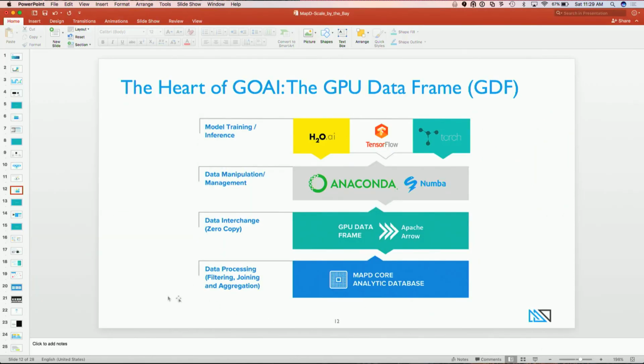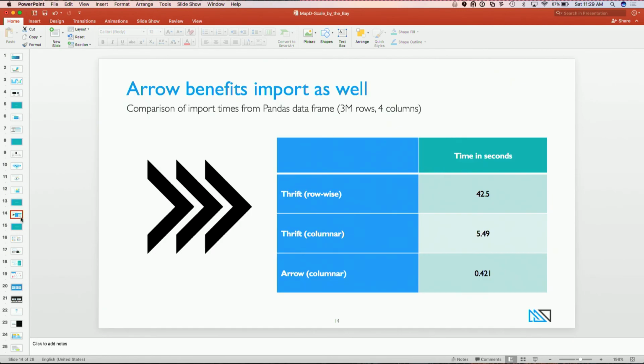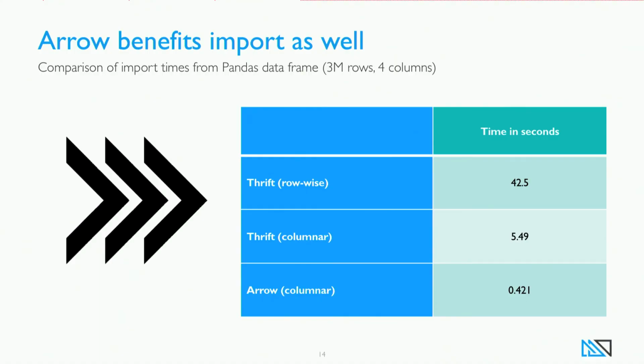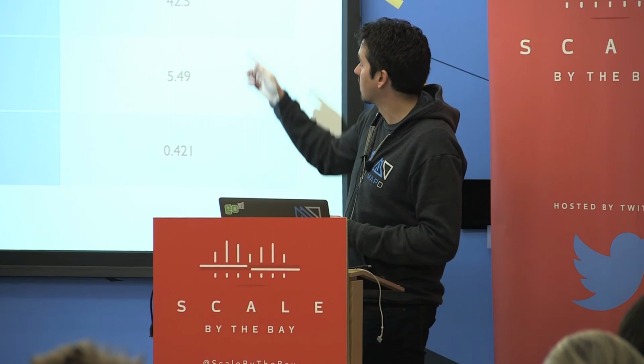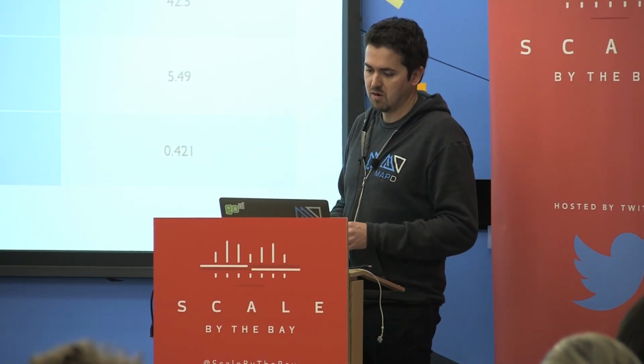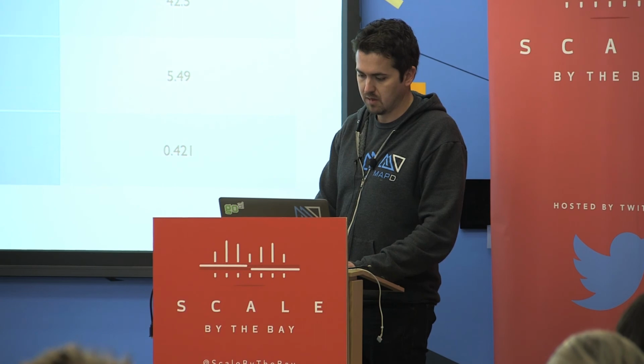I want to make sure I have time for questions. Just a quick thing is that Arrow, or the GDF, is not good just for outputting data. We actually put it in our import path as well. When you push data into MapD, say you have a pandas data frame in Python, going over Thrift, which is our default I/O mechanism, row-wise takes 42 seconds. We went to columnar, 5 seconds. By using Arrow and doing IPC, we got it to 420 milliseconds for 3 million rows. You can see the dramatic improvement of using IPC.